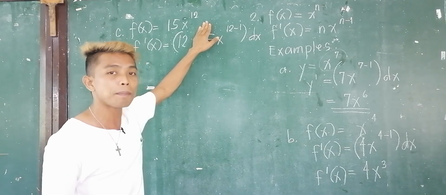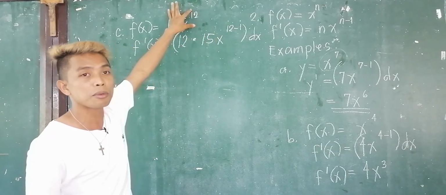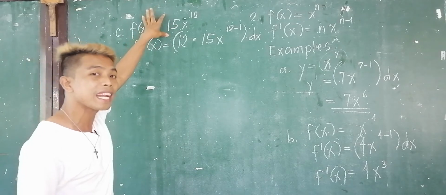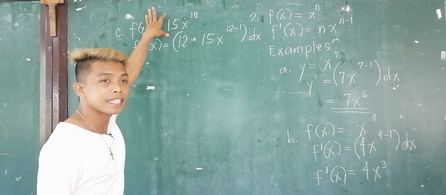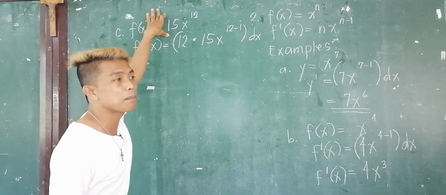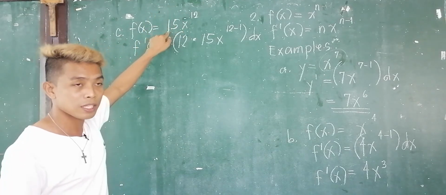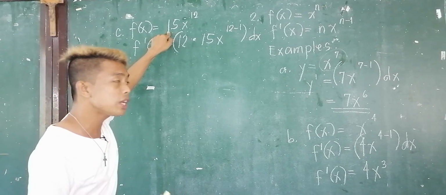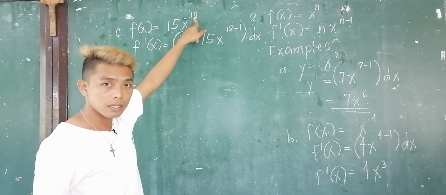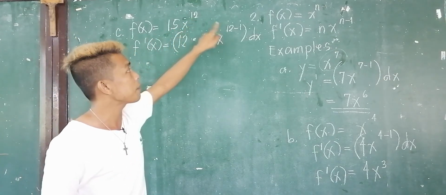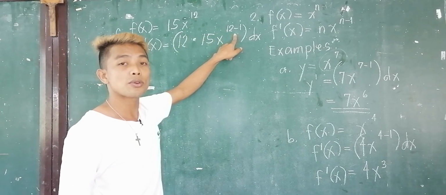So that means the exponent is multiplied by whatever number is in front of x. And then don't forget, we will deduct 1 from the exponent. That is why we have 12 minus 1.